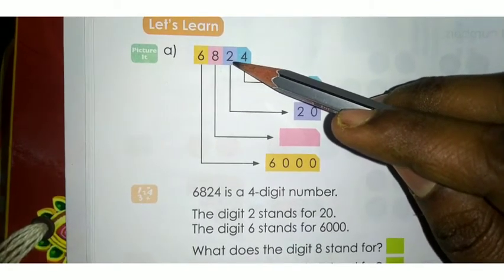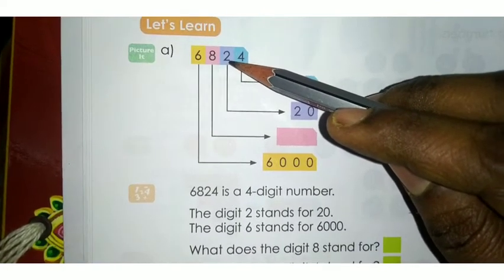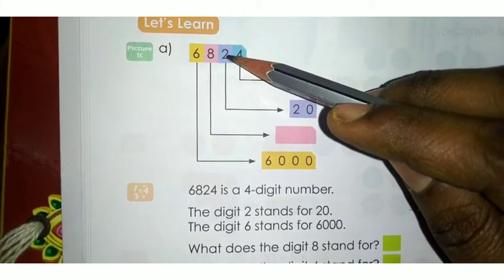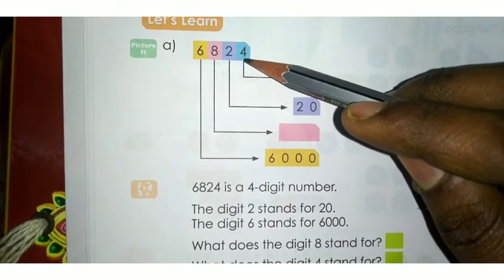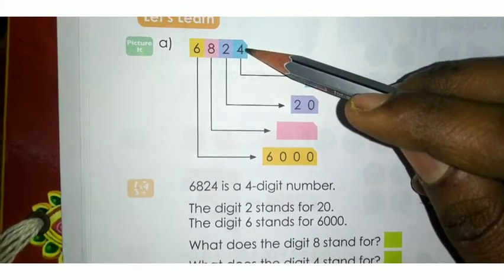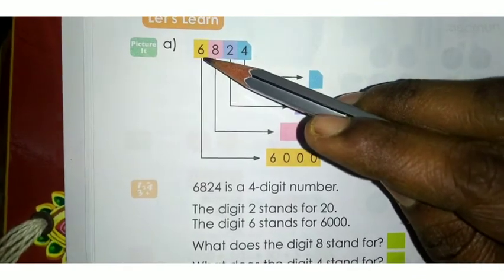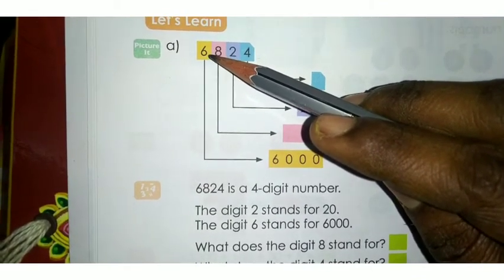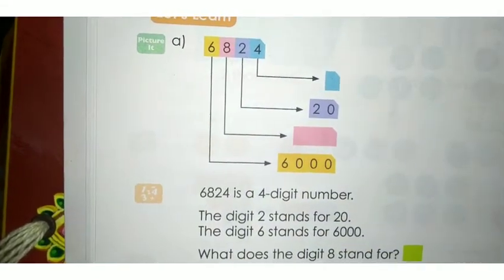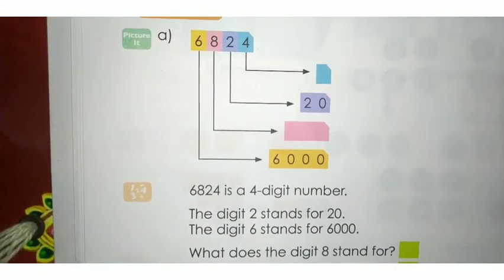Here the number 2 is in what place? Tens. The number 2 is in tens place. The number 4 is in which place? The number 4 is in ones place. The number 6 is in which place? The number 6 is in thousands place. Likewise, you have to find the place value of the given number also.